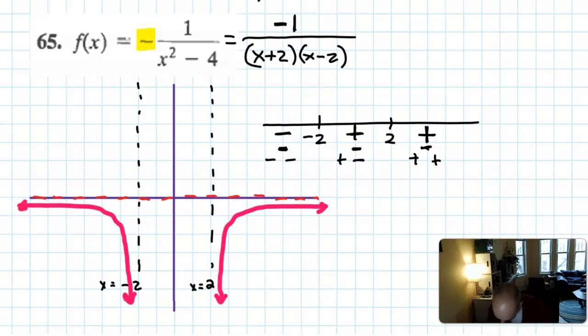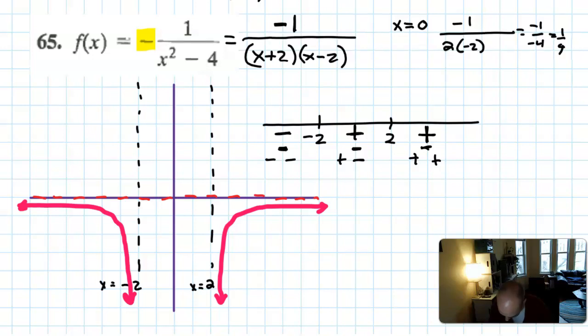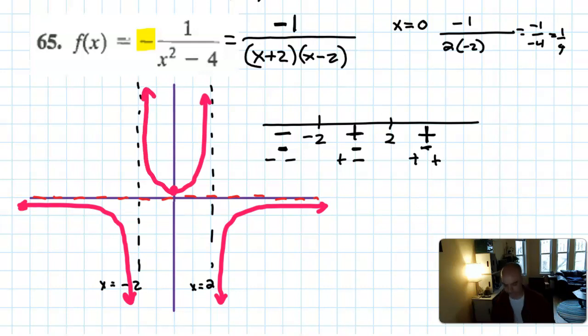Because there's no x-intercepts, let's do the y-intercept. That's what we're missing. So when x is 0, this is -1 over 2 times -2. So that's -1 over -4, or 1/4. Okay, so we know that we need to hit 1/4, but nothing else. We can't go down. We have to stay positive. So it's going to have to do this. And there's our graph. This is another one with even symmetry, that x squared. If you plug -x in, you'll just get x squared out. So it should have left-right symmetry.